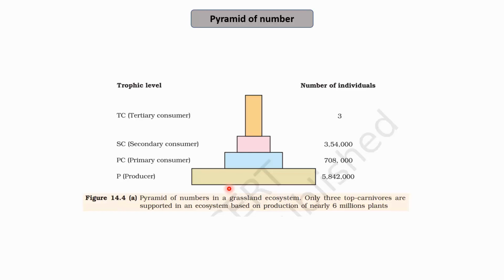So therefore, in this case, we can see that as we move from the lower trophic levels like producers to the higher trophic levels, that is towards the tertiary consumer, the number of organisms or the number of individuals in that ecosystem at that particular trophic level decreases.